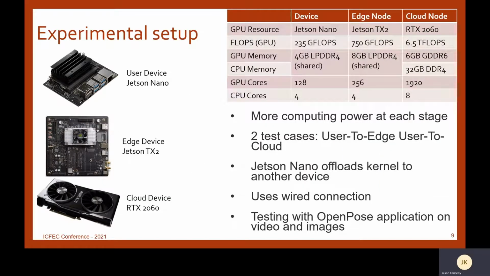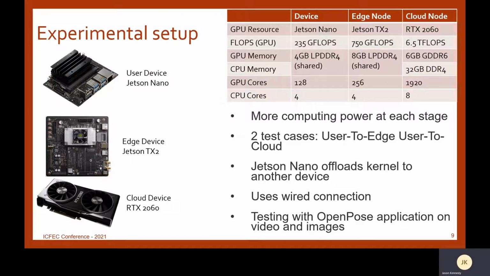So in order to test AVEC, we have used a lab-based setup which we use to mimic a cloud edge network, comprising of 3 parts. So firstly, for our user device, we have a Jetson Nano. At our edge level, we have a Jetson TX2. And then for our cloud, we're using a desktop PC, which has a RTX 2060 GPU in it.